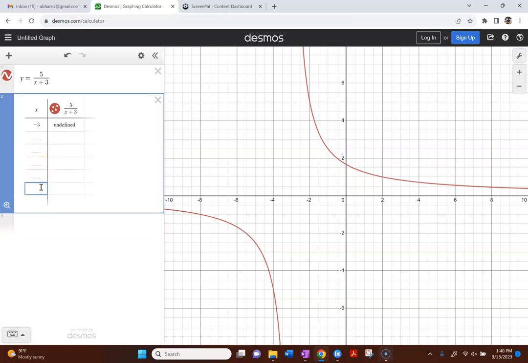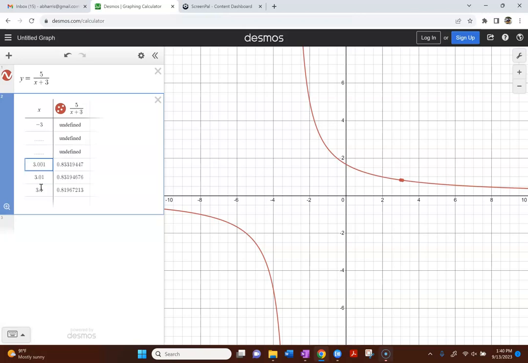Let's say we have 3.1, get a little closer to 3.01, a little closer to 3.001. And what's the behavior of this thing?